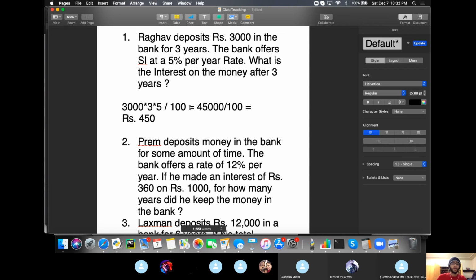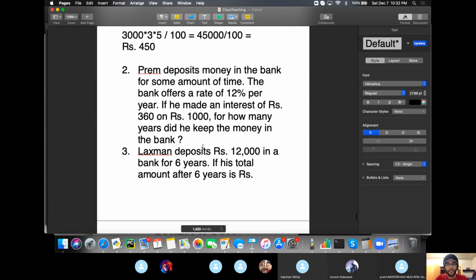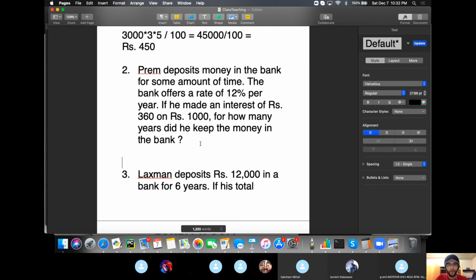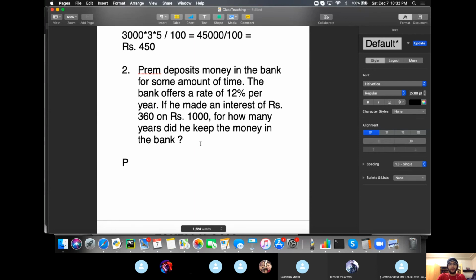Okay, nothing. Next one. Prem deposits money in the bank. So this is again not that difficult, but here you have to change the formula a little bit. So let's just write down what we know. We know P. So what is P? He made an interest of rupees 360 on rupees 1000. So you have to understand the meaning of the question. So on rupees 1000 means that that was the money which he kept. P is rupees 1000.